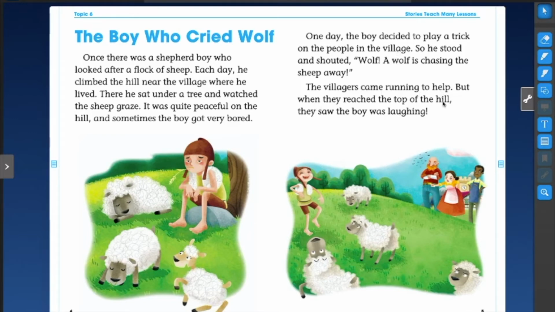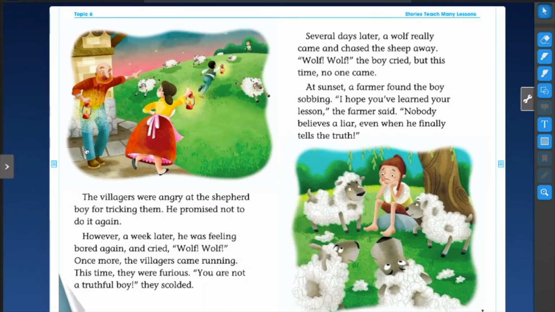But when they reached the top of the hill, they saw the boy was laughing. All right, so pause here and tell someone nearby if you heard any key details. This boy doesn't sound very nice. Let's keep reading. The villagers were angry at the shepherd boy for tricking them.